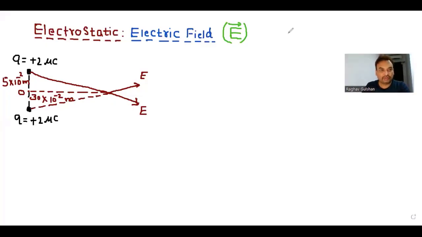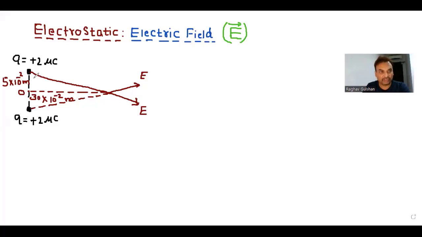Hello, dear learners. So, today we are going to start a new topic of electrostatics, and that is electric field. Actually, this is part 4. We have already done three parts of electric field, and again, we have a numerical from electric field. So, without wasting time, let me go to the numerical.